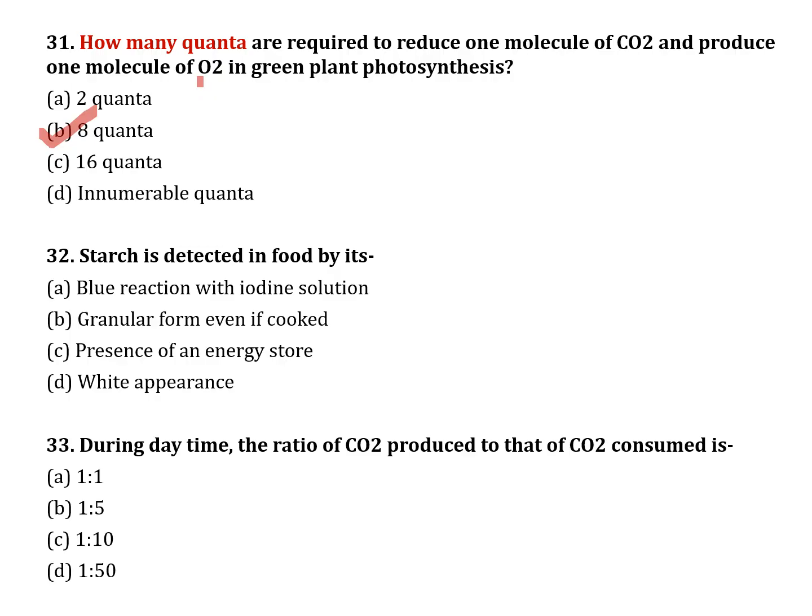The next question, number 32. Starch is detected in food by its option A blue reaction with iodine solution, option B granular form even if cooked, option C presence of an energy store, option D white appearance. Correct answer is option A blue reaction with iodine solution. The next question, number 33. During daytime, the ratio of carbon dioxide produced to that of carbon dioxide consumed is option A 1 is to 1, option B 1 is to 5, option C 1 is to 10, option D 1 is to 50. Correct answer is option C 1 is to 10.